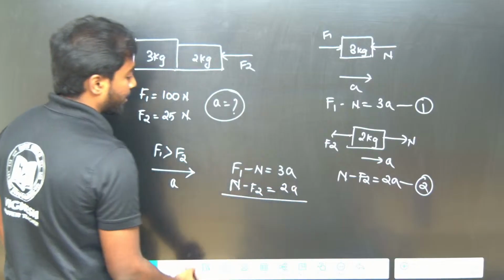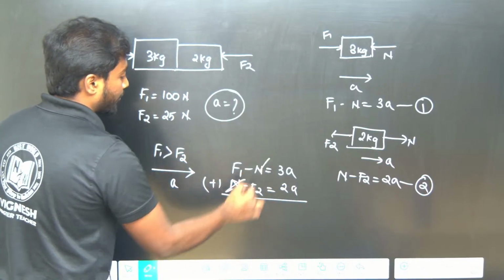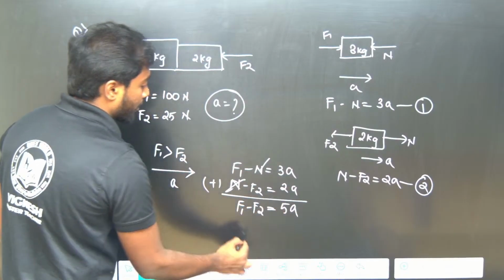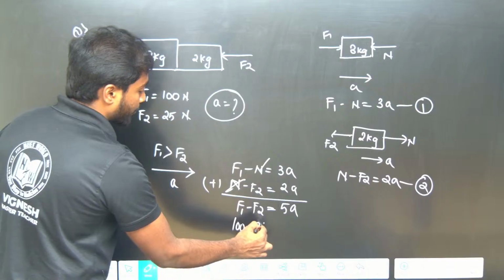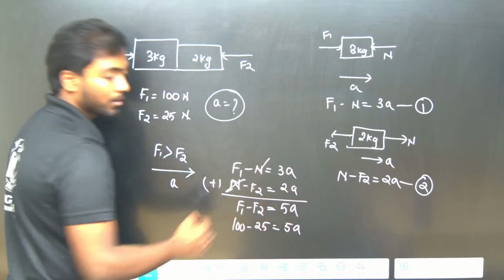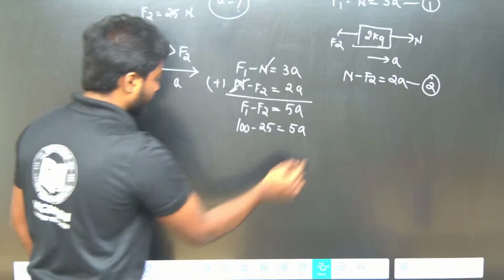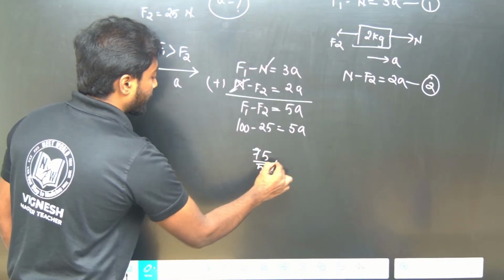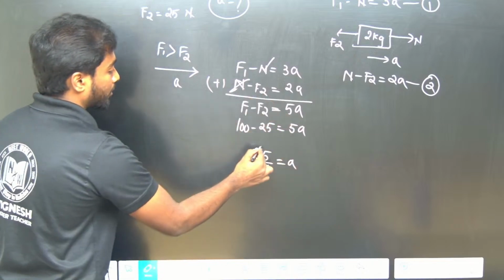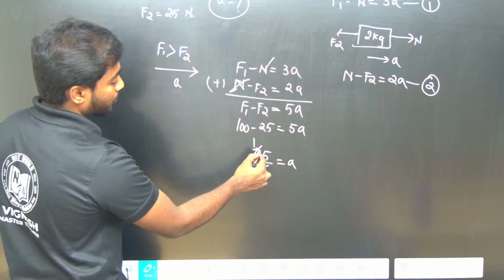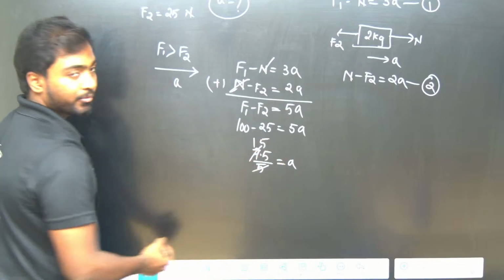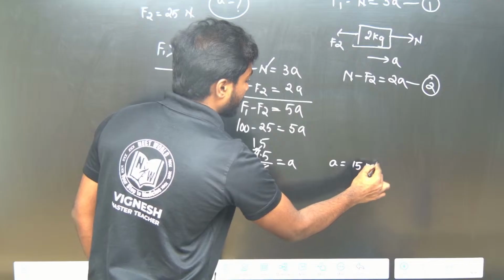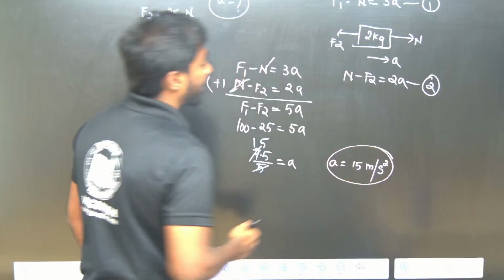When I add the equations, N and N get cancelled, F1 minus F2 equals 5a. 100 minus 25 equals 5a, which means 75 by 5 equals a, and this will become 15. So a is nothing but 15 meter per second square, the acceleration.